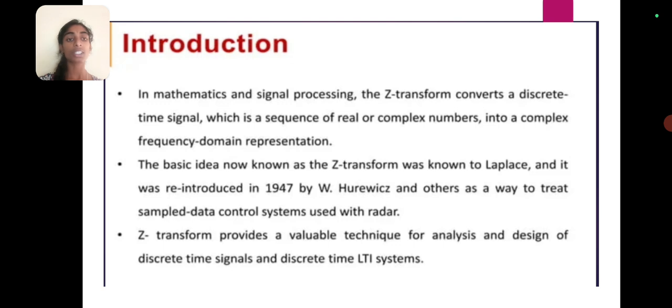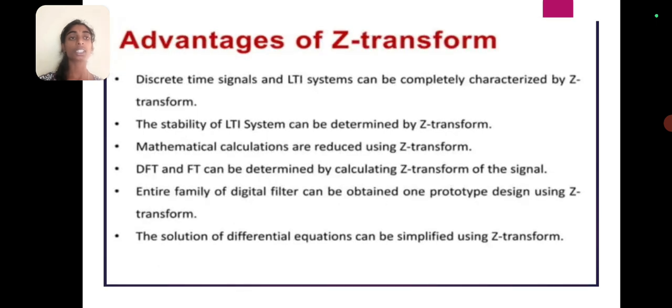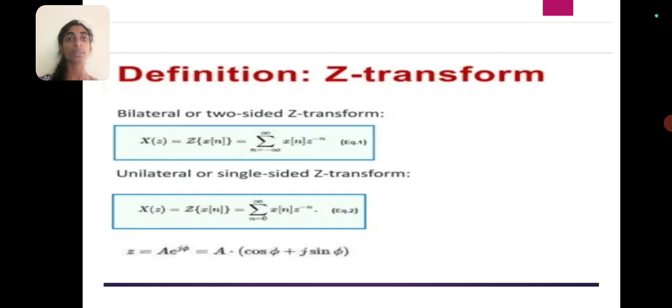Z transform provides a valuable technique for the analysis and design of discrete time signals and discrete time LTI systems. Advantages of the Z transform: discrete time signals and LTI systems can be completely characterized by Z transform. The stability of an LTI system can be determined by Z transform. Mathematical calculations are simplified using Z transform. DFT and FT can be determined by calculating Z transform of the signal. An entire family of digital filters can be obtained from one prototype design using the Z transform. The solution of differential equations can be simplified using Z transform.